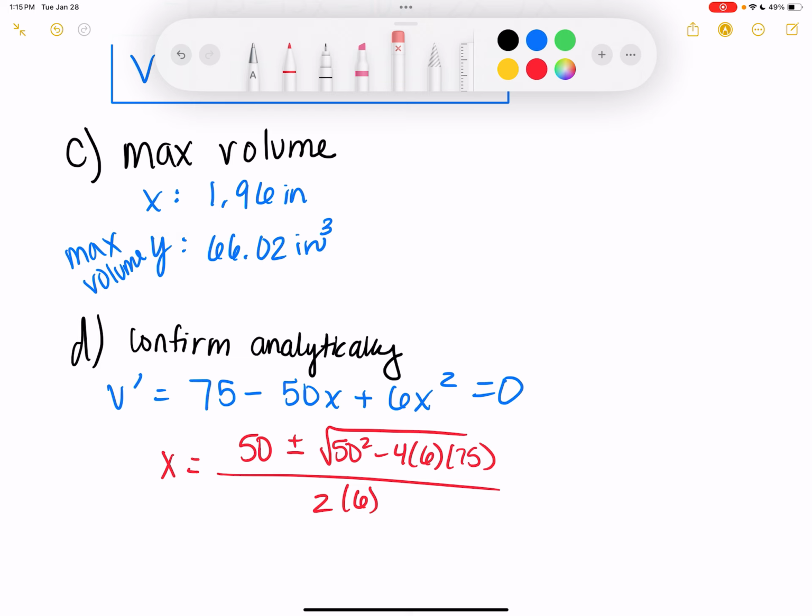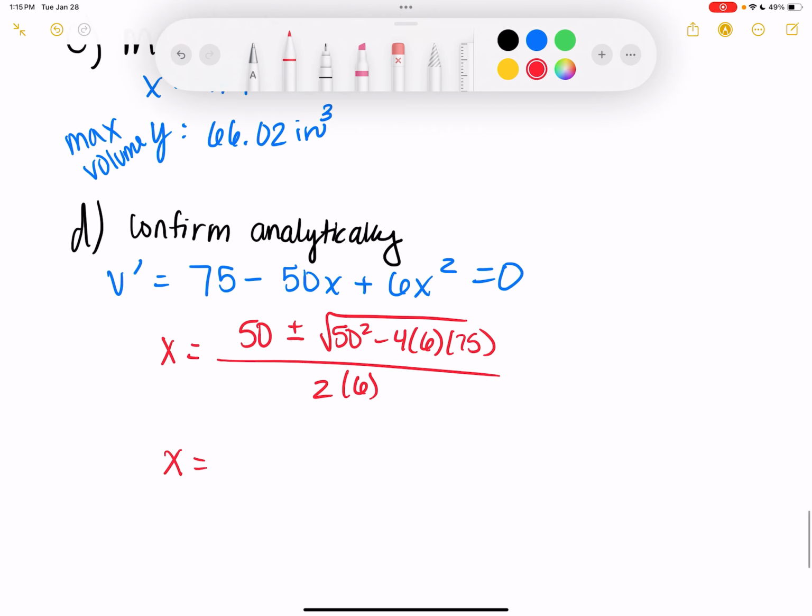Okay, I'm just going to say, for now, hold on. 50 plus or minus the square root of 700 all over 12. I'm just going to wait till you get your 2 answers. I would just use the fraction thing and do this all at once, if it were me.